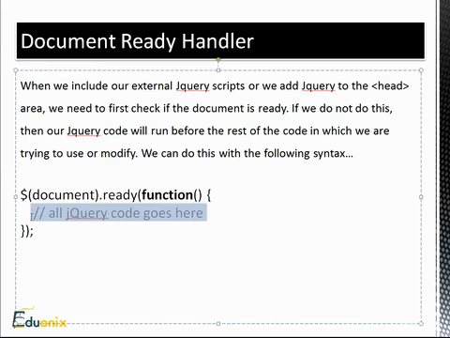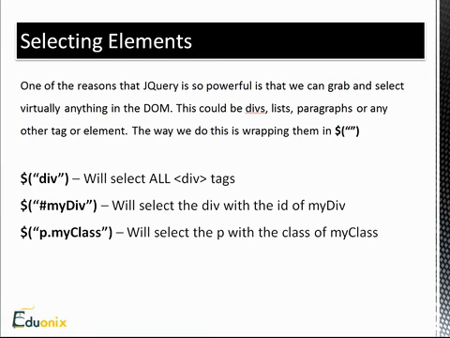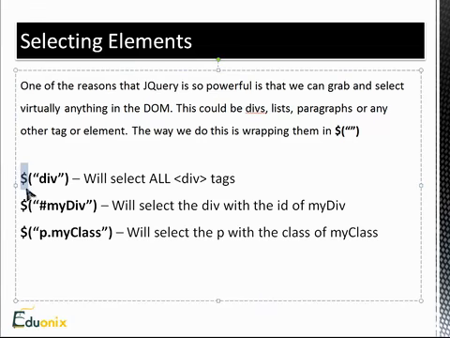Alright, so I hope that that's understandable. Selecting elements. One of the reasons jQuery is so powerful is that we can grab virtually anything in the DOM or on the website, the browser, whatever you want to call it, and we do this with selectors. And a selector is jQuery or a $, and then some parentheses with whatever you want to grab in the middle. So this, for instance, will grab all div tags on the page.